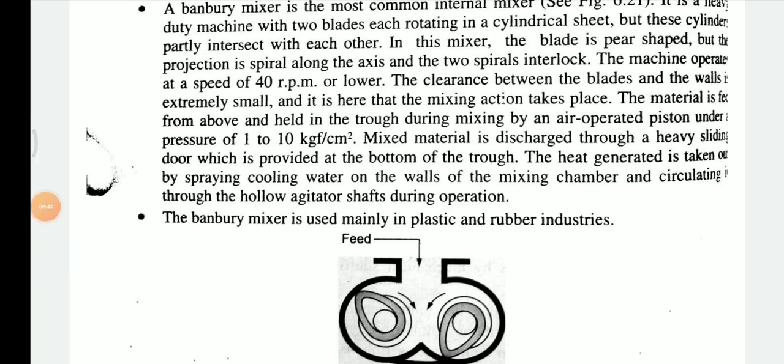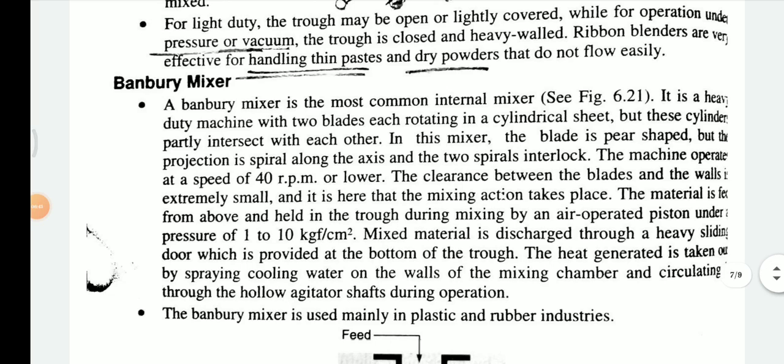Now, the cylinders partially intersect with each other in this mixer. The blade is pear shaped, the projection is spiral along the axis, and the two spirals interlock. The machine operates at a speed of 40 rpm or lower. The speed of these machines is generally very low compared to the others.